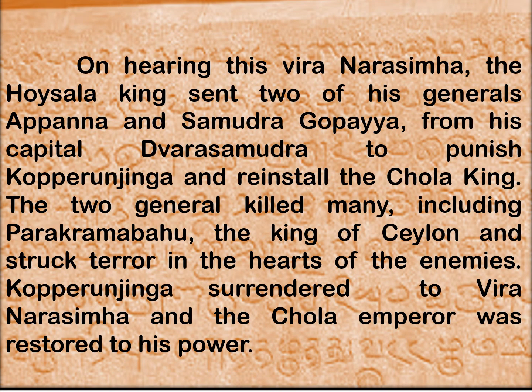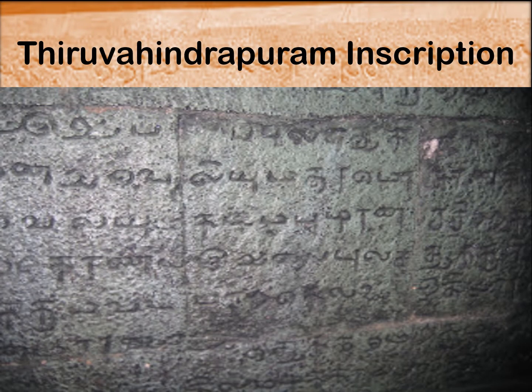On hearing this, Veera Narasimha, the Hoysala king, appointed two of his generals, Appanna and Samudrakopaya, from his capital Dwarasamudram to punish Koperunjinga and reinstall the Chola king. The two generals killed many people, including Ceylon's king Parakramabahu, and struck terror in the hearts of the enemies. Koperunjinga surrendered to Veera Narasimha, who restored the Chola emperor to power. This picture shows the Tiruvahindirapuram inscription.